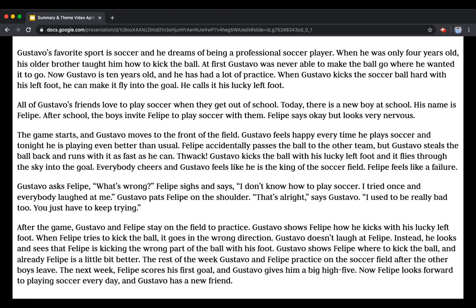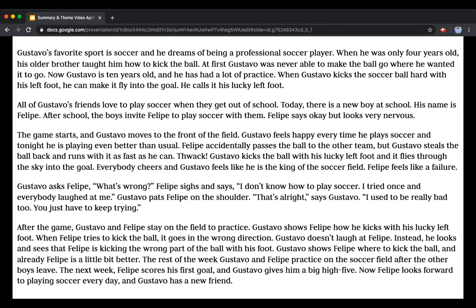Gustavo's favorite sport is soccer, and he dreams of being a professional soccer player. When he was only 4 years old, his older brother taught him how to kick the ball. At first, Gustavo was never able to make the ball go where he wanted it to go. Now Gustavo is 10 years old, and he has had a lot of practice. When Gustavo kicks the soccer ball hard with his left foot, he can make it fly into the goal. He calls it his lucky left foot.